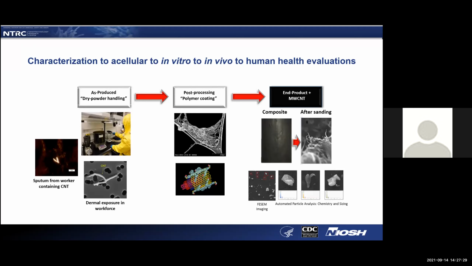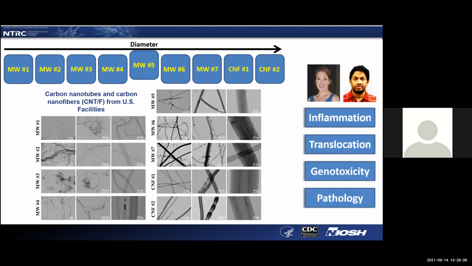So we've been working with carbon nanotubes for years, all the way from characterization to acellular, in vitro, in vivo, and we've recently completed our cross-sectional human health studies evaluating over 100 workers at 12 different facilities. So we've really been interested, going all the way from the as-produced material, how people are handling it, and really getting an industry perspective. And one of the things we found with the industry perspective was we were always being told not all carbon nanotubes are the same. And we really didn't disagree with that.